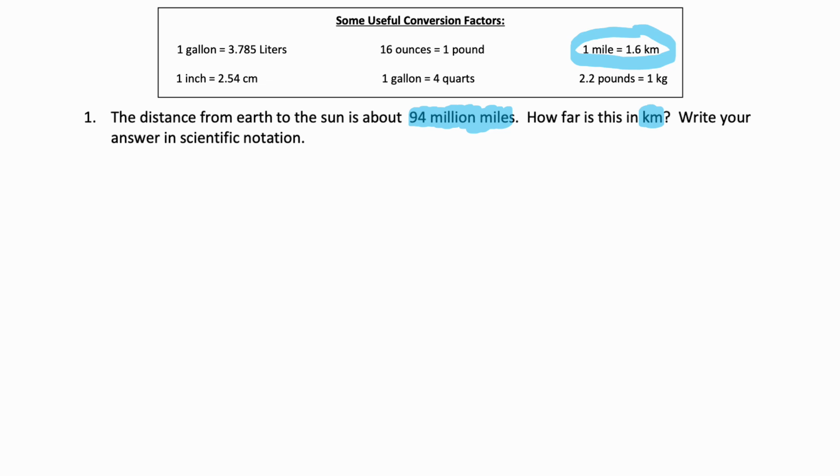So now that we have that, we can go ahead and set up the problem. So we are given 94 million miles. So that's 94 million miles. And the whole point of dimensional analysis is going from one unit to another. So since this is an equality, we can write a conversion factor as 1 mile over 1.6 kilometers or 1.6 kilometers over 1 mile. And that's all going to depend on what unit you want to cancel out.